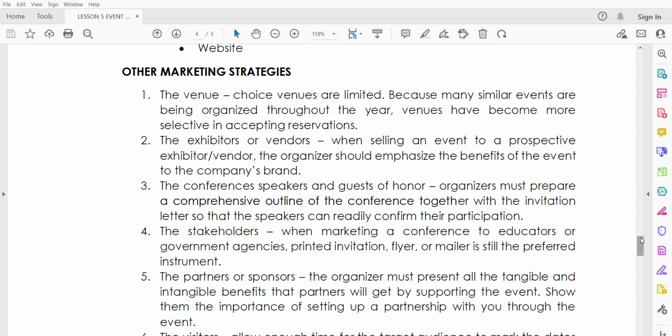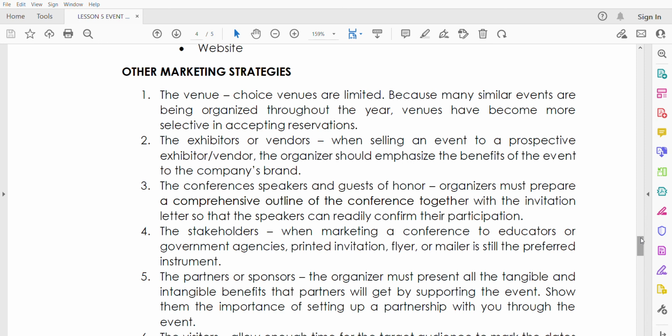Then the stakeholders. When marketing a conference to educators or government agencies, printed invitation, flyer, or mailer is still the preferred instrument. So, if you're trying to approach kanang group of people to attend your event, you have to learn unsa nga mga approach sila mas better mo respond. So, kung educators or government agencies, so kani mao ang approach sa ilaha in convincing them to join your event.